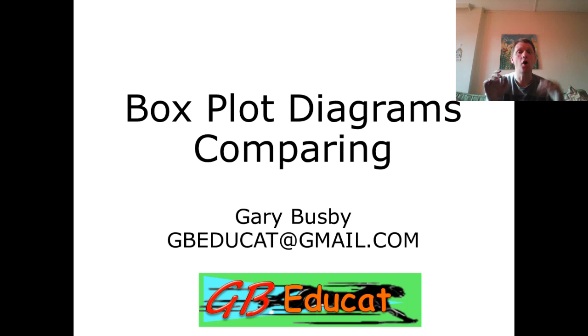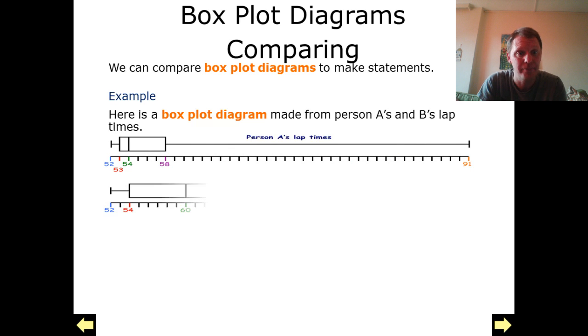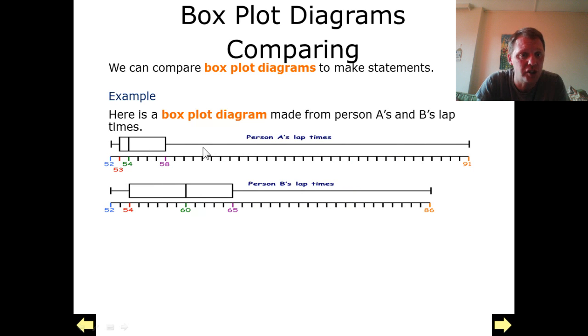And welcome to today's session on box plot diagrams comparing. Now, some of you may have used box plot diagrams or box and whisker diagrams before, but when we're comparing, we are normally looking at more than one box plot and we're going to be making statements against these to compare them. So, for example, we've got lap times done by person A and person B, and the lap times are in seconds, and these are the box plots which have been produced.